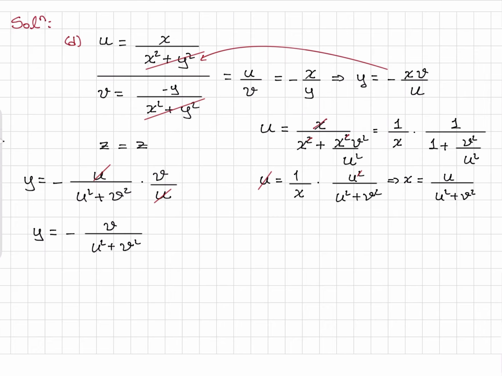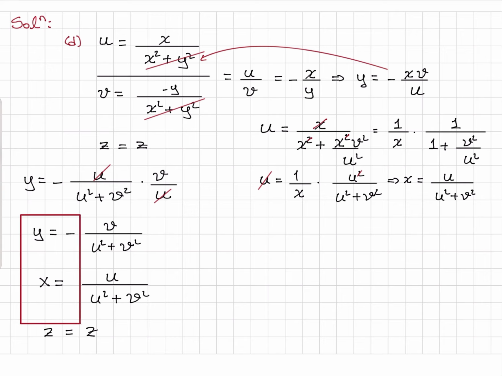Okay, so let's summarize these results here. My end result is x is equal to u over u squared plus v squared. And then I have y is equal to minus v over u squared plus v squared. And also z is equal to z. So these are the set of inverse equations that lets us go from uvz to xyz.